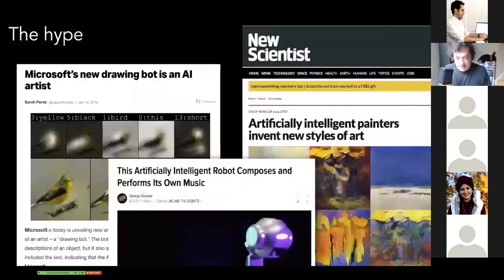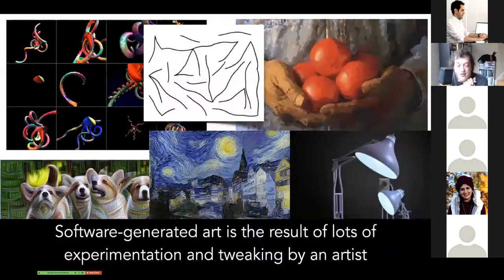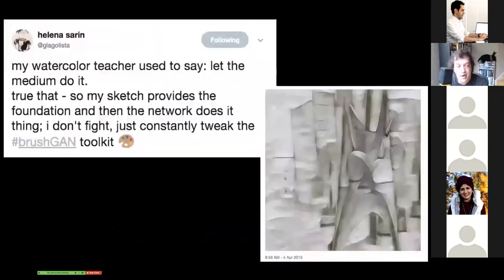And in reality, about AI art, I think that all of the things we've seen so far are the results of human artists manipulating and controlling computer systems and creating the results. Even with the new AI art, which I'll say more about later, Helena Sarin is one of my favorite AI artists, and she describes how her watercolor teacher would say, let the medium do that. And when she's manipulating her GANs, her generative adversarial networks, she's controlling this system. She's not just letting the computer do all the work.